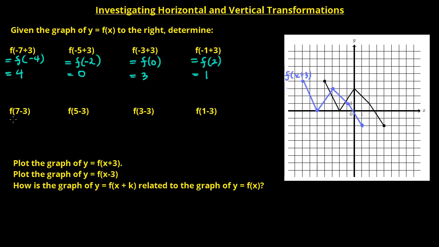Next, let's evaluate these values. Well, okay, I'm evaluating f of 7 minus 3. F of 7 minus 3 is equal to f of 4. And f of 4 is negative 2. F of 5 minus 3 is equal to f of 2. And f of 2 is 1 from the grid. F of 3 minus 3, well, that's equal to f of 0. And f of 0 is 3.